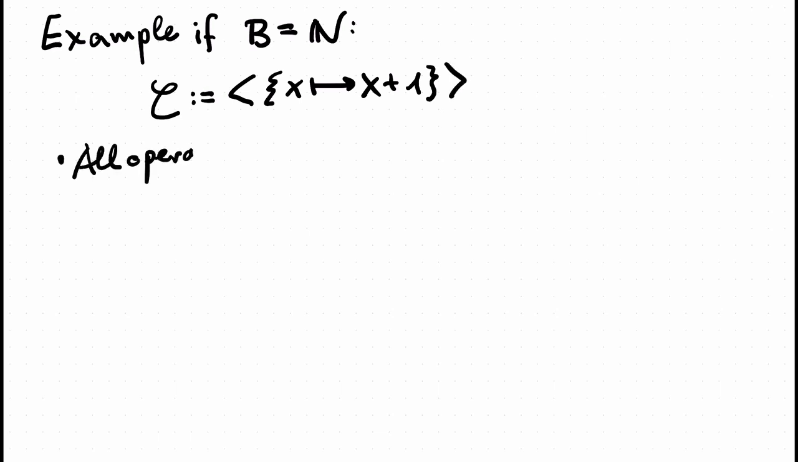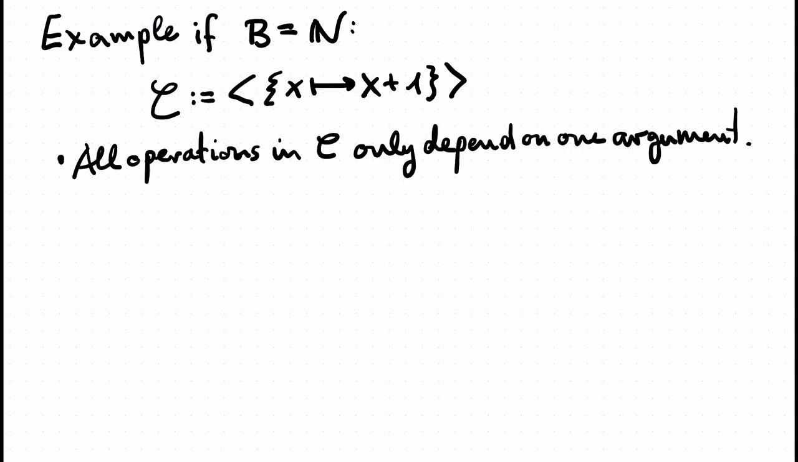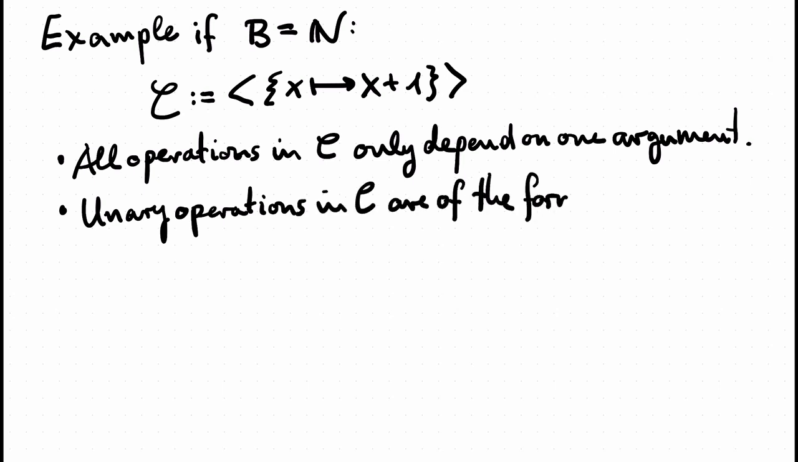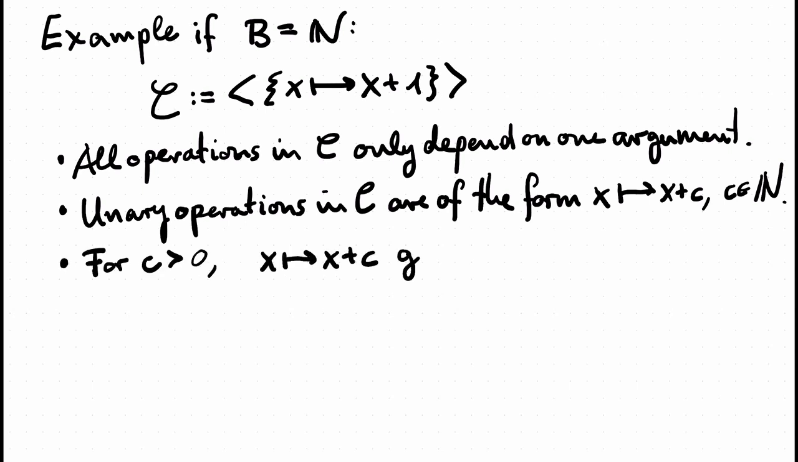All operations of C only depend on one of the arguments, and the unary operations are precisely the operations of the form x maps to x plus c for some natural number c. If c is larger than 0, then the operation x maps to x plus c generates x maps to x plus 2c, but not vice versa.